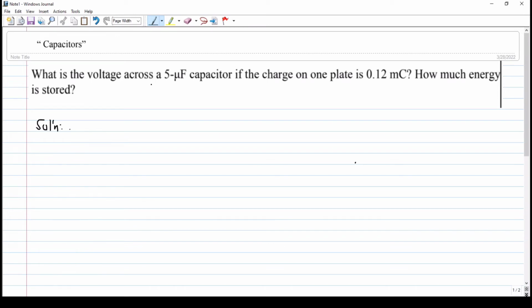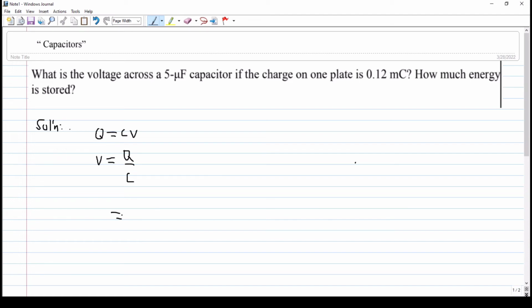What is the voltage across a 5 microfarad capacitor if the charge on one plate is 0.12 millicoulomb? How much energy is stored? Solution. So we have a given capacitance and the charge. So charge is directly proportional to the capacitance and voltage, where V is equal to Q over C.